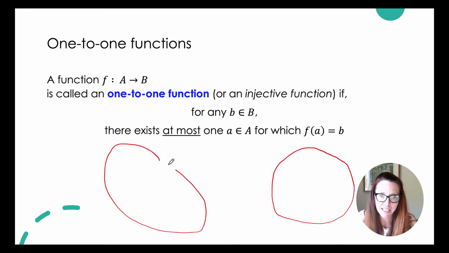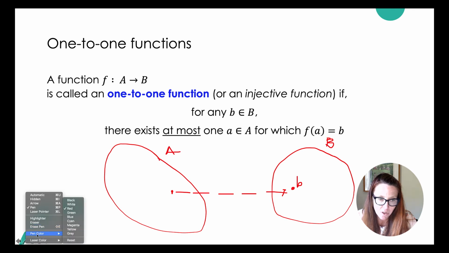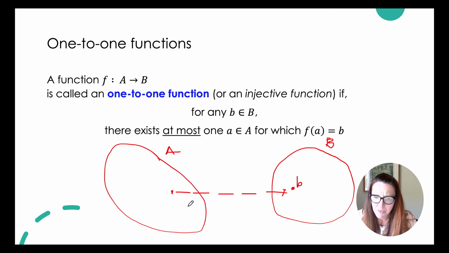We've got our domain A and our codomain B. And what that says is for any element in our codomain B, there is at most one way of mapping to it from A. So what we don't have, and I'll change the pen color to show this, is something like two mappings into B. This does not exist. That will not take place.